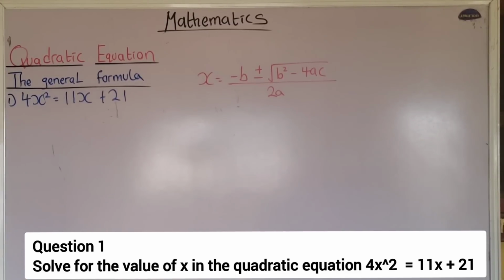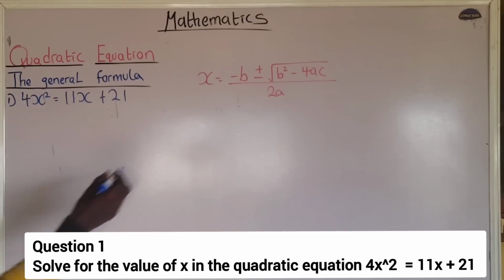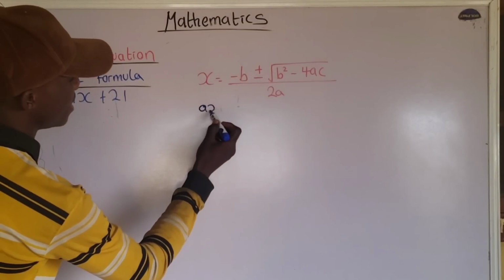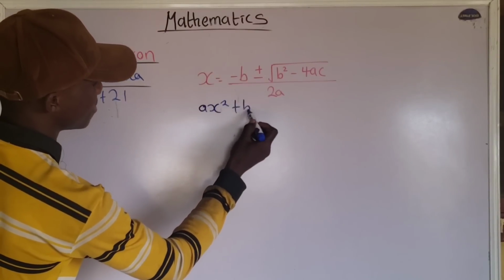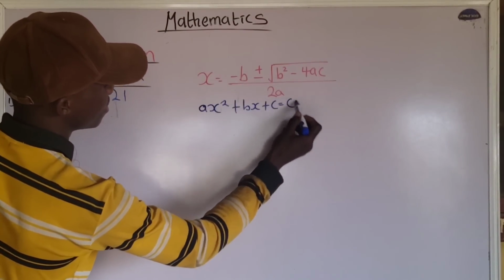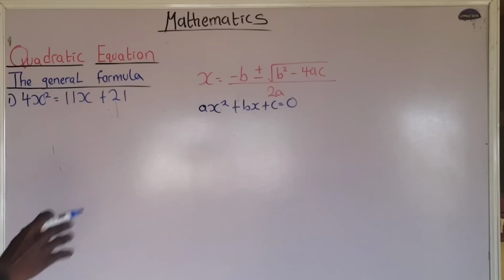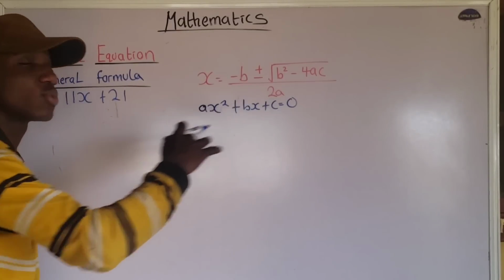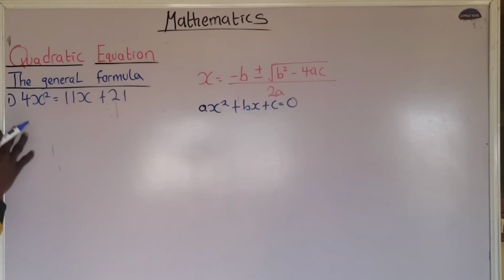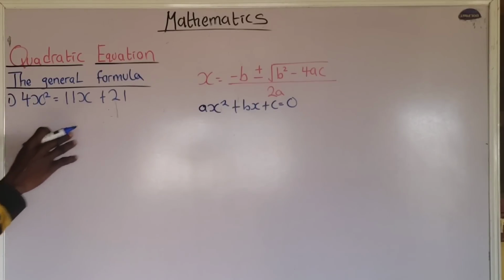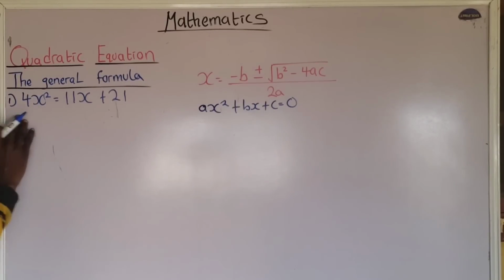If you look at this quadratic equation, you can see that the first step is to rearrange it. This is how a typical quadratic equation looks like. A typical quadratic equation is equal to 0. Now, we have 4x squared equals 11x plus 21, so in an attempt to solve this quadratic equation, we have to rearrange it.